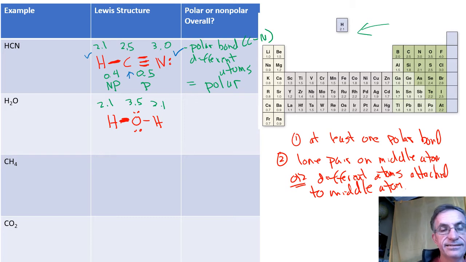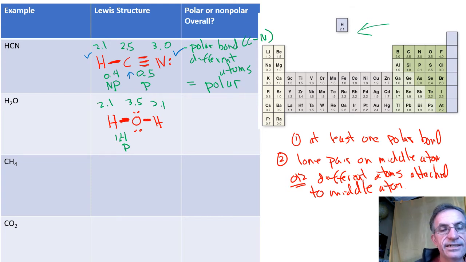So if I subtract, I get a difference of 1.4. So 1.4, that's what, polar or non-polar? Oh, polar, right? Anything more than a half. Now, I could do the other one. It's going to work out the same way, right?